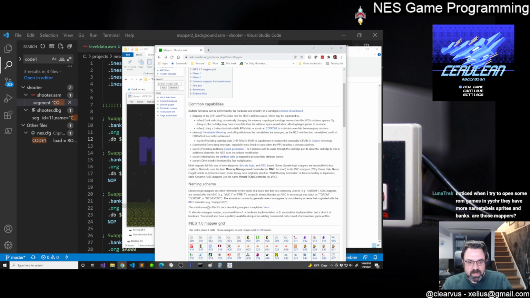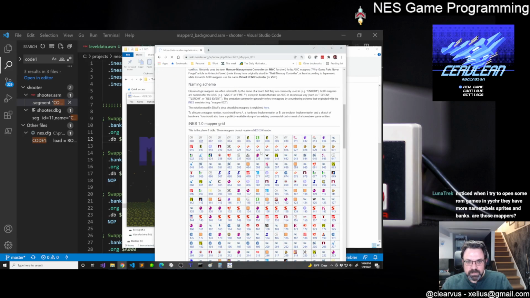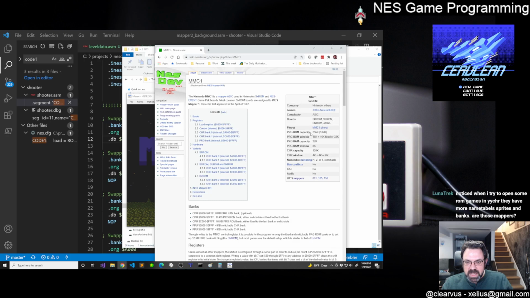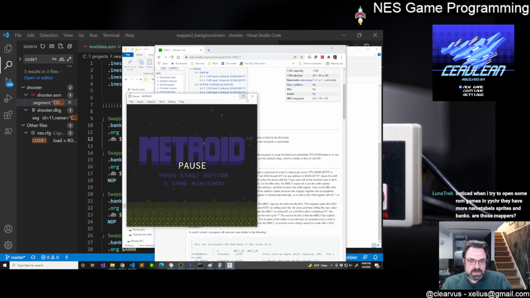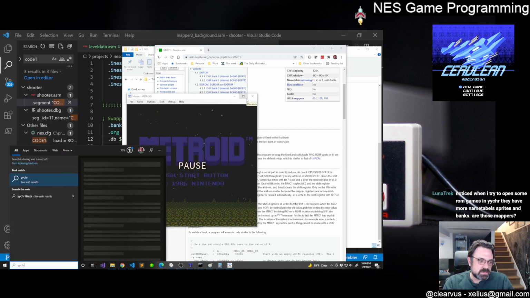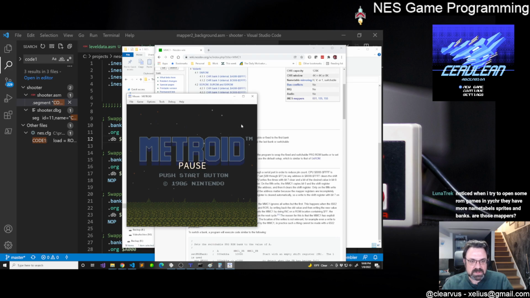Where is this? So mapper 1 has 256K or 512K of total capacity with a 16K and 16K fixed or 32K. So it could be either a 16K swappable bank and a fixed bank, or 32K fixed for the data. So let's see what happens if we load this in YYCHR. I don't know. I have never tried doing this in Metroid.